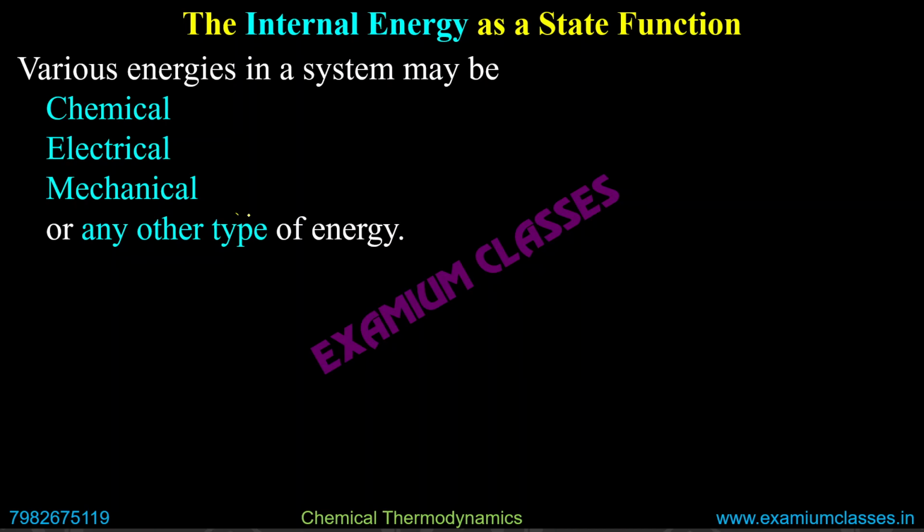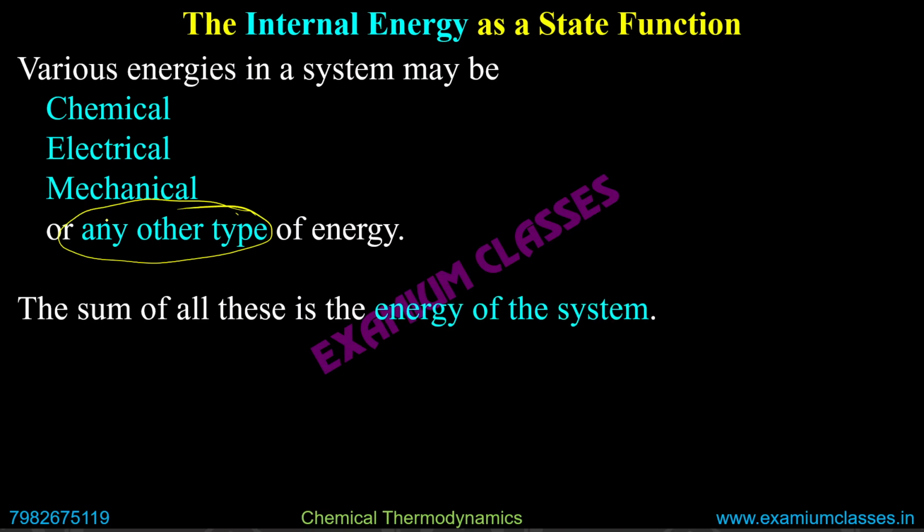Now, because we cannot calculate these energies which we are not aware of, we cannot calculate the absolute value of internal energy. So if you are asked what is the internal energy of a system, we will not be able to say, unless it is stationary, not doing anything, in its standard state. We will not be able to do anything about the absolute value of internal energy. So the sum of all these is the energy of the system, which is known as the internal energy of the system. But still we can calculate the difference in internal energy.